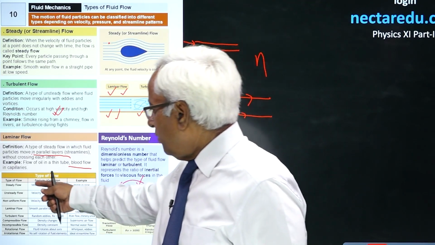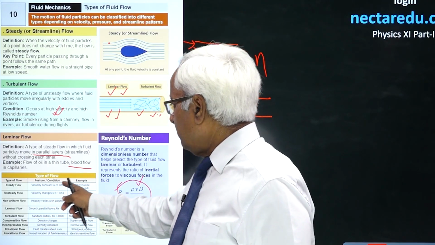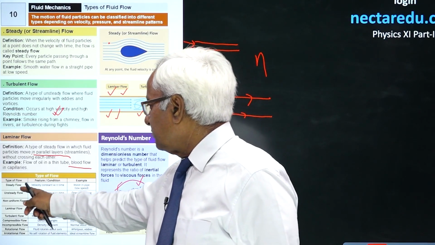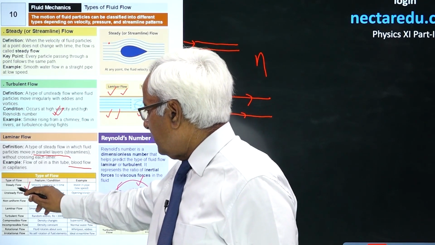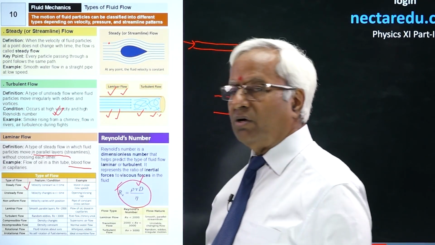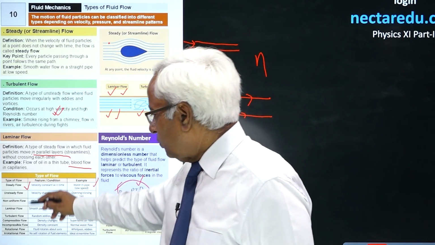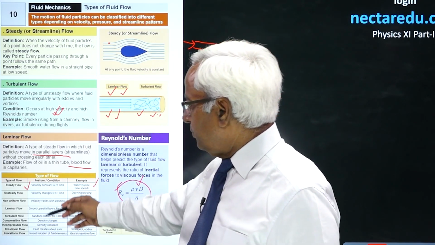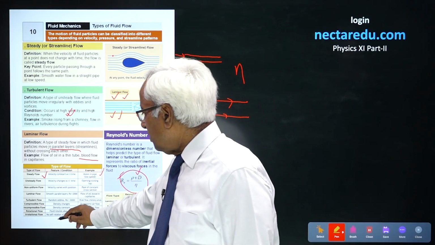Now, point by point, I have tried to explain these flows by giving the conditions and examples. All I have told you, you could take one by one, like steady flow, velocity is constant with respect to time, water in a pipe, and so on. Everything I have explained, you can see or revise in tabular form over here.